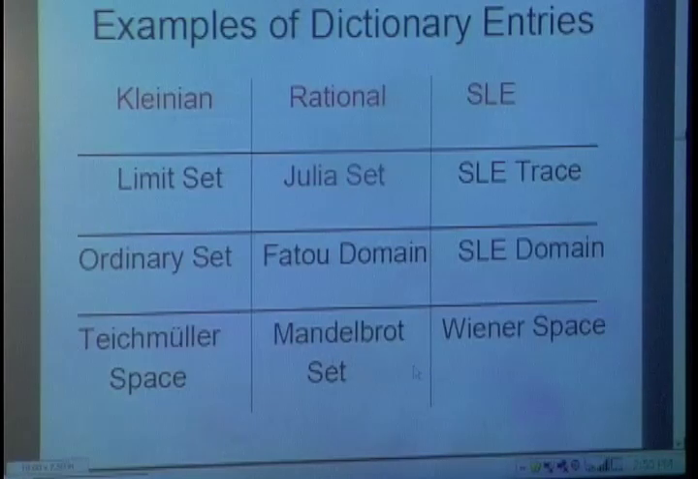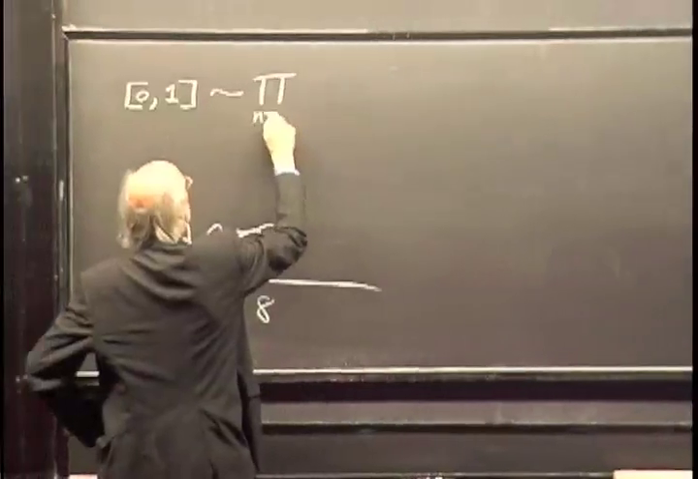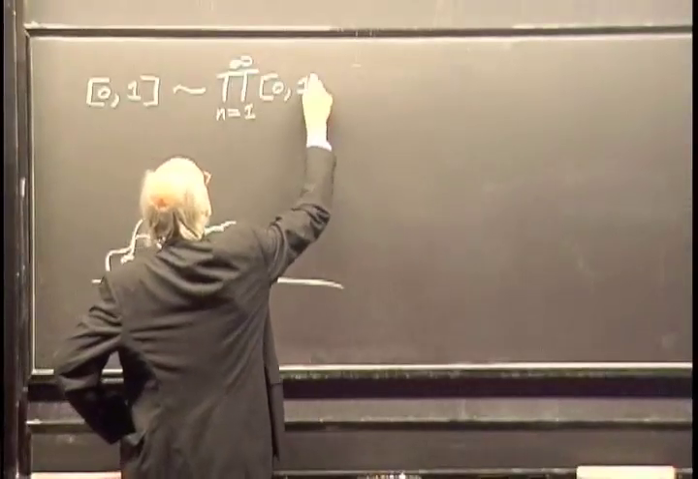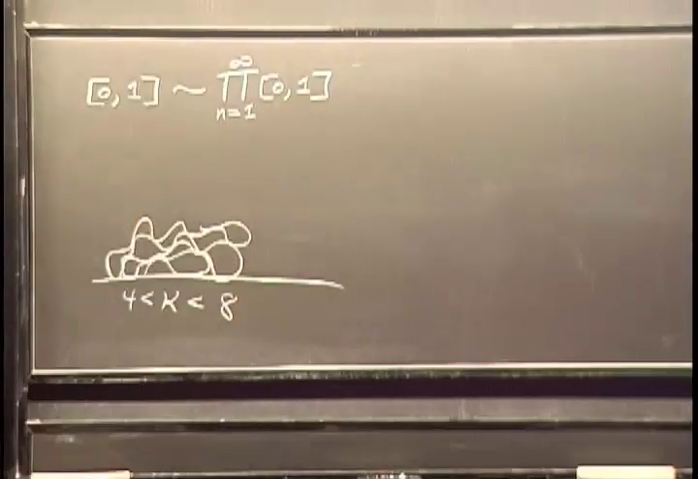So we have a parameter space. In the Kleinian world, an example would be Teichmuller space. In the rational world, an example would be the Mandelbrot set. And for SLE, your parameter space is the unit interval. Okay. Now, that sounds really boring. Except the unit interval is not the best way, perhaps, to look at Brownian motion, because you can just view this as a countable product of unit intervals, and so then suddenly you have an infinite number of parameters, and we'll actually see a picture of parameter space where I'll attempt to draw an infinite number of parameters.